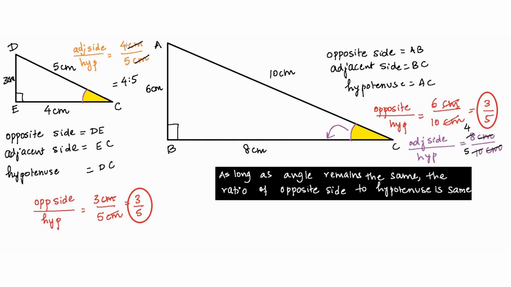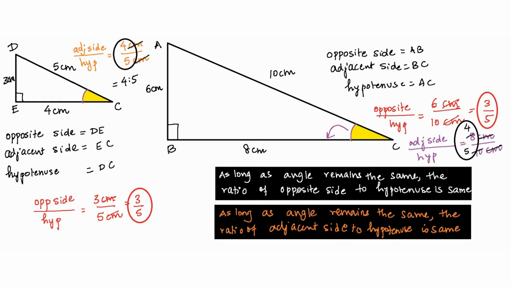Do you notice that the ratio of the adjacent side to the hypotenuse also remains 4 upon 5, right? So this is the other conclusion that I can come to. Let's note the conclusion. So as long as the angle remains constant or the same, the ratio of adjacent side to the hypotenuse also remains the same. So the ratio of adjacent to hypotenuse is 4/5 and the ratio of adjacent to hypotenuse here is also 4/5. So what we are trying to say is, as long as you keep angles constant, the ratio of the sides of a triangle remains constant.